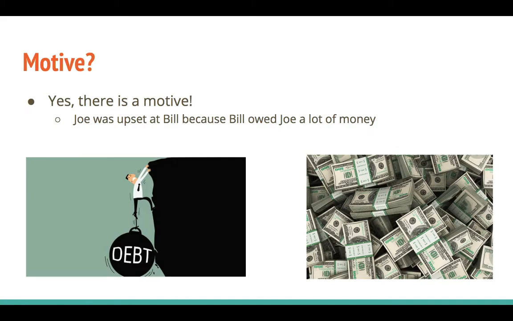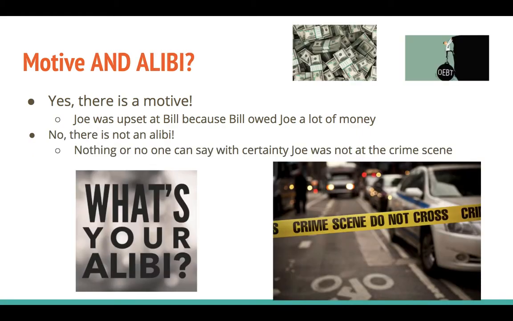So first, is there a motive? Yes. So there is a motive. Joe was upset at Bill because Bill owed Joe a lot of money. So right off the bat, that's our first piece of evidence. That is the first item or knowledge that we can use in court that will be able to tell us Joe did it. However, this is just one piece of evidence, and this is not enough, because we still need to prove that it was Joe. We need to prove it concretely. So just because we have this theory, it does not mean that it's true. We need more evidence.